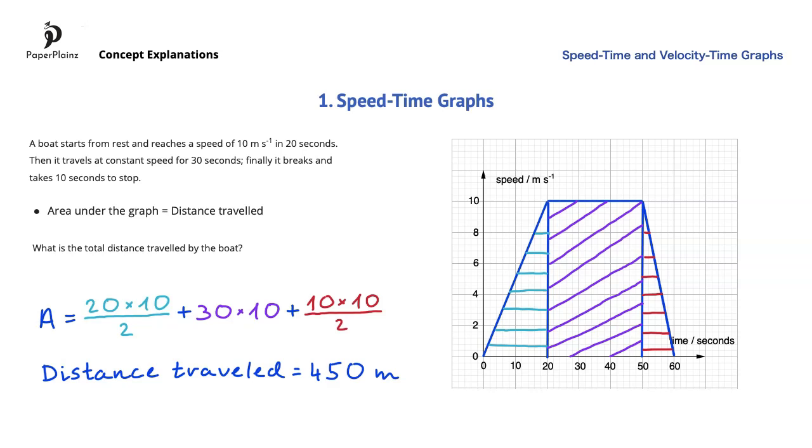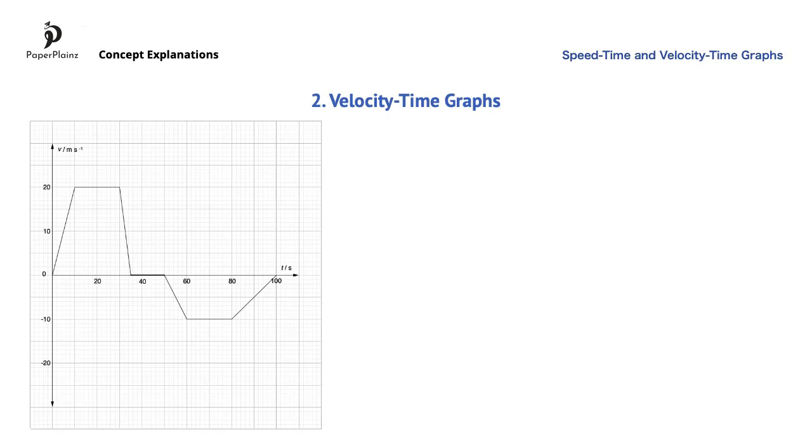Let's move on to velocity time graphs. This graph shows how the velocity of a car varies with time. On this graph, just like on displacement time graphs, the vertical axis has positive and negative values. This is because velocity is a vector, so it has a direction.